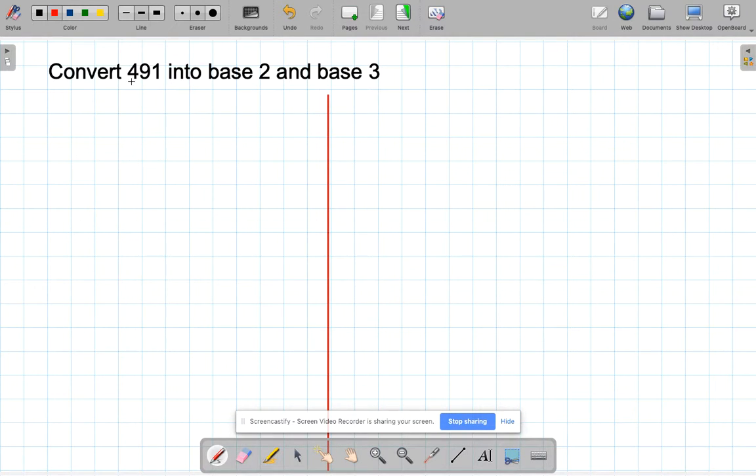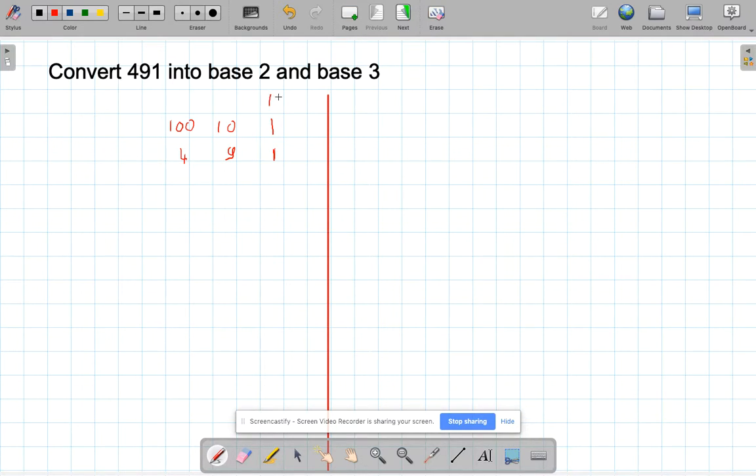So I've got a problem here of converting 491 into base 2 and base 3. Now this is in base 10 at the moment, and let's do a very quick, simple explanation of what base 10 is. It uses the headings 1, 10, 100, 1000, and so on. So when I actually see the number 491, it's made up of 4 hundreds, 9 tens, and 1 one. Where do I get these headings from?